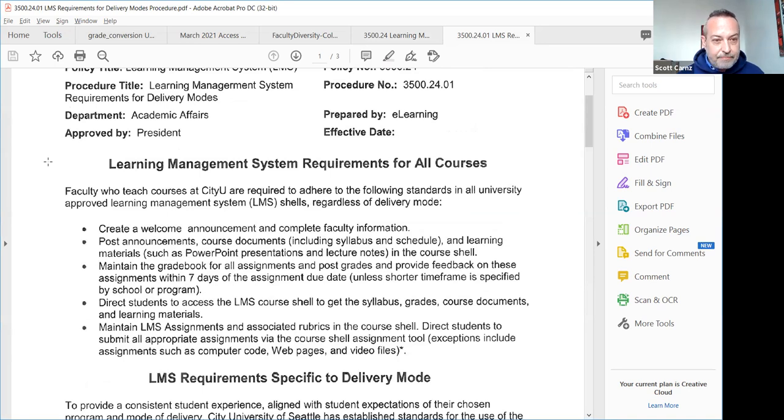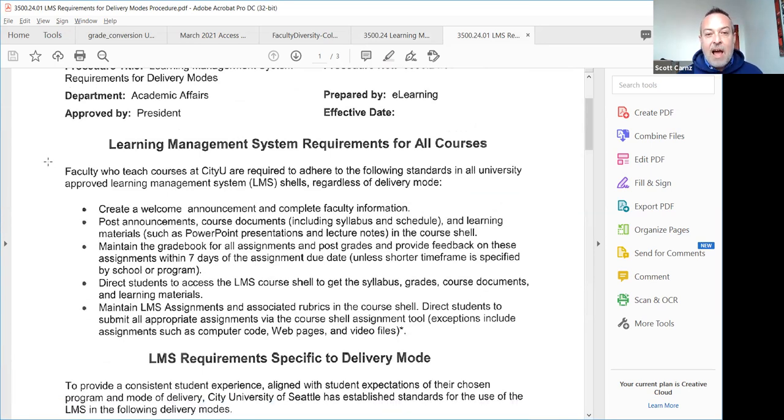This more clearly specifies how we use the learning management system by modality. And I'm not going to go through all the different modalities. We will send this document out following this training with a link to this recording. But the significant component here that I want to make sure we're all aware of and paying attention to is the use regardless of modality. So the first part of this policy really outlines this pretty clearly so that, as it says, faculty who teach are required to adhere to the following standards in the LMS, regardless of delivery mode.